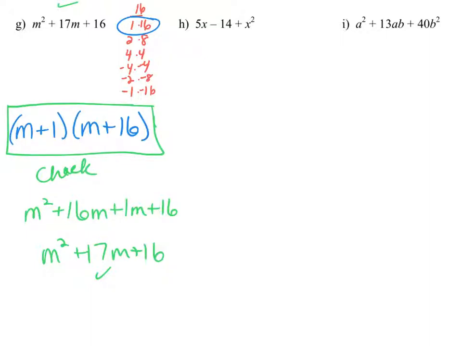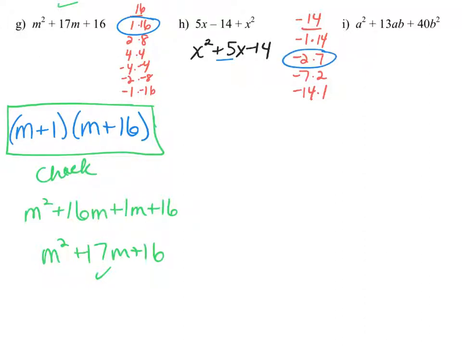In example H, we have 5x minus 14 plus x squared. Before we start factoring this, we need to write it in the form of x squared plus bx plus c. So we're going to rearrange the terms so we get x squared plus 5x minus 14. Now we look at that last term, negative 14, and list all the pairs of factors of negative 14, which are negative 1 times positive 14, negative 2 times positive 7, negative 7 times 2, and negative 14 times 1. The pair of factors that will give you that middle term of positive 5 is negative 2 and a positive 7. So in factored form, we can write this as x minus 2 and x plus 7.